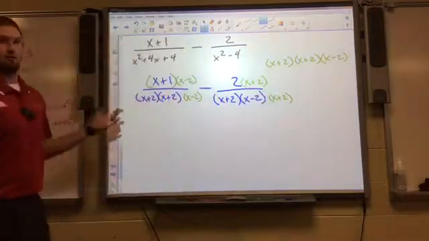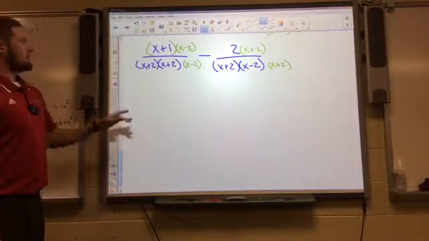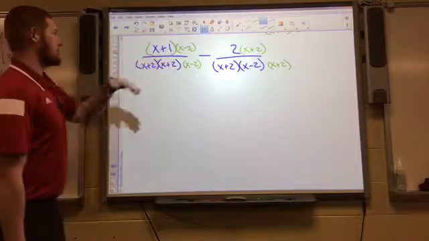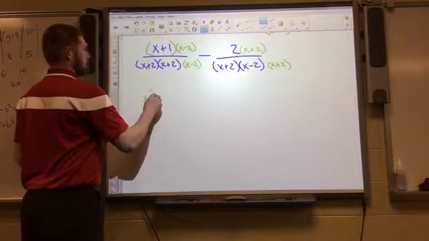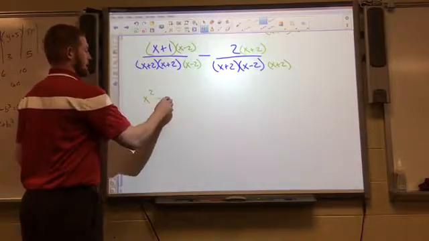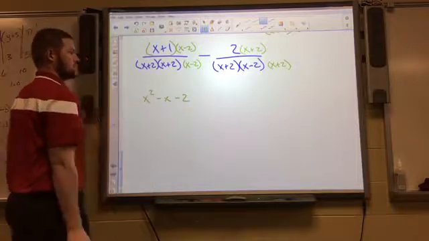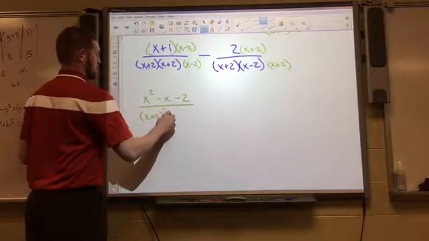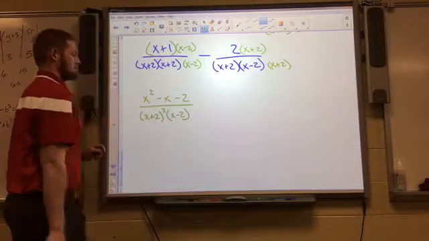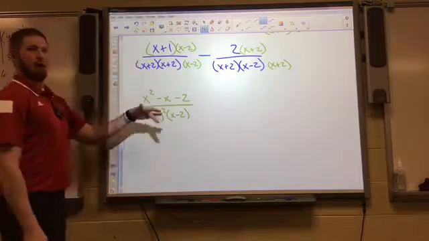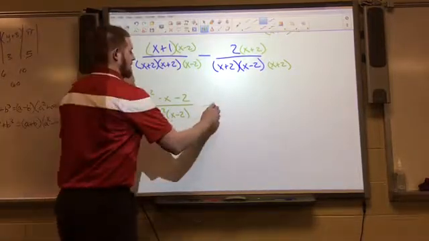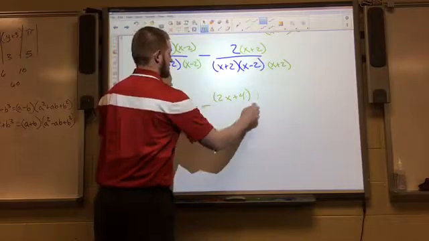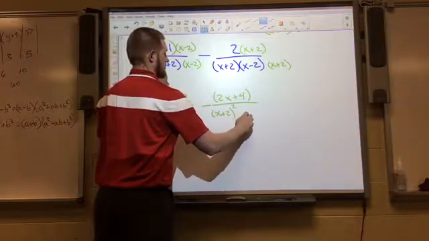So personally, I think this one's a little bit easier. On the top, you want to go ahead and FOIL everything out. So on the top, I get x squared minus x minus 2 over x plus 2. I'll write it like Mitch did now. Since it's already done, I have everything. Minus 2x plus 4 over x plus 2 squared, x minus 2.